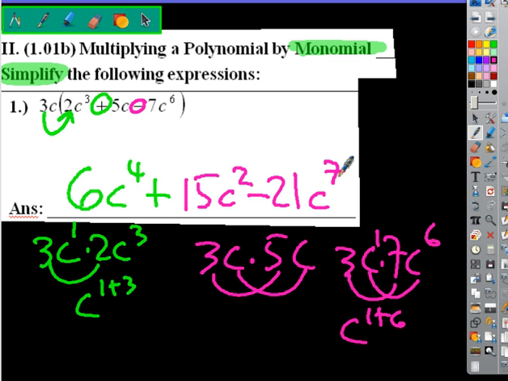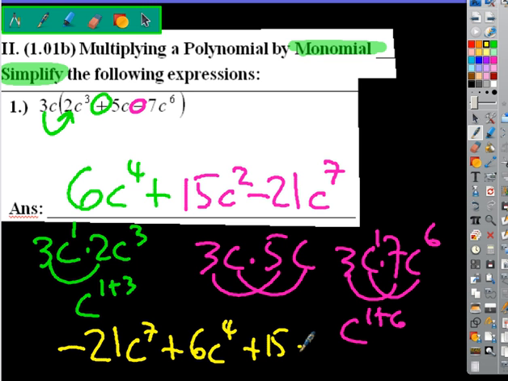Now I just said I should write it in descending order, so that's going to be rewritten. I'll do it down here at the bottom in yellow. Negative 21c to the seventh plus 6c to the fourth plus 15c squared. So that would be a better way to write it in the answer space. So I'll just go ahead and move that up.